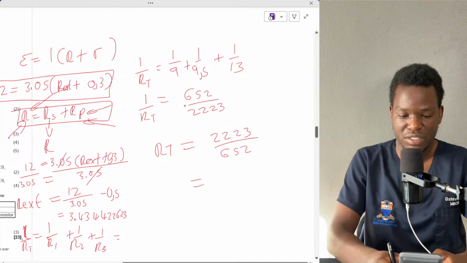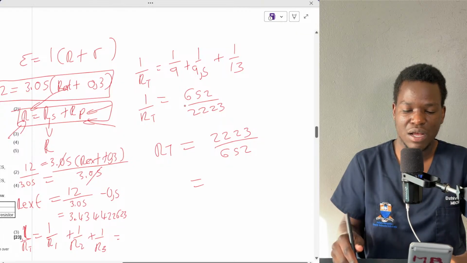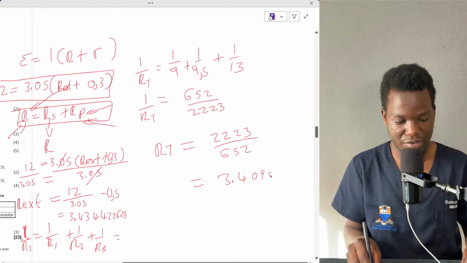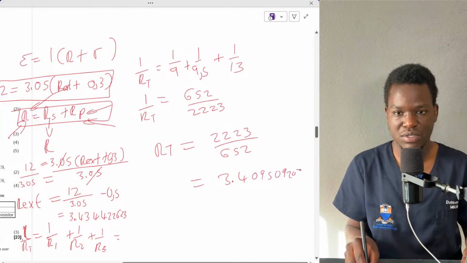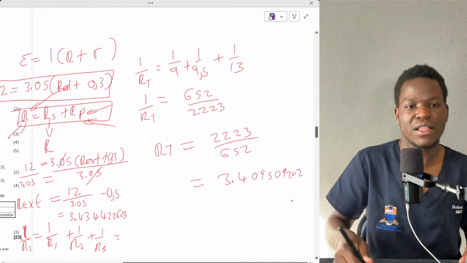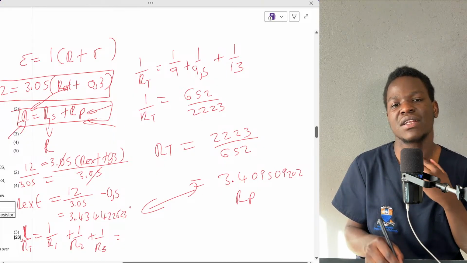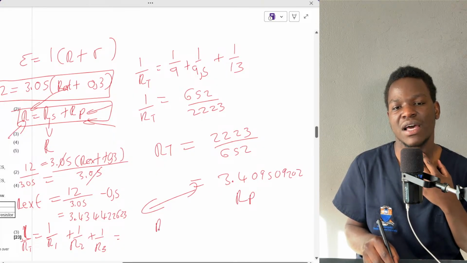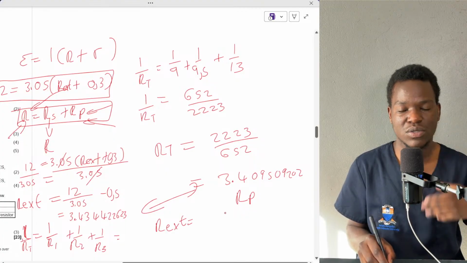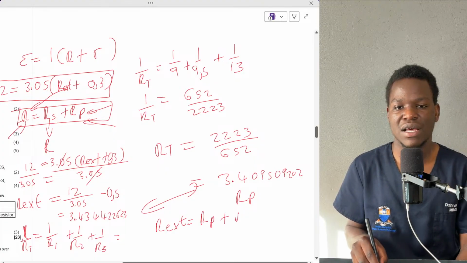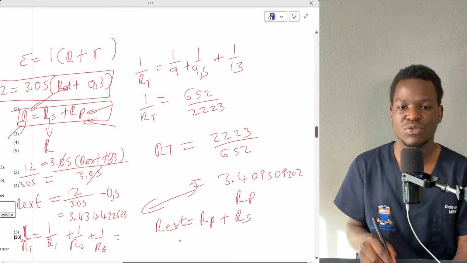223 over 652, and then our R is 3.409529. There it is there. And then this is our what? This is our R parallel. This is our R external. R external equals R parallel plus R series. We are looking for our R series, which is R.